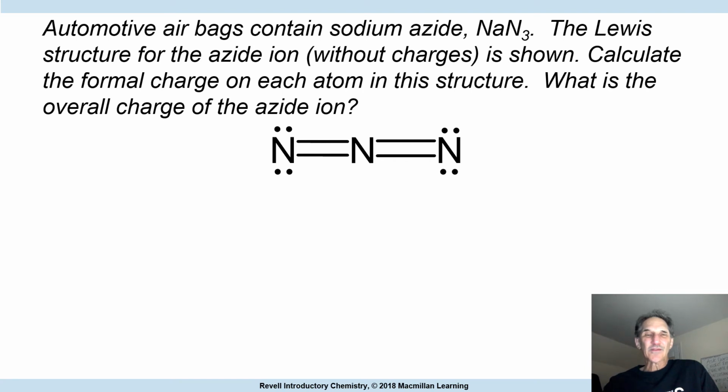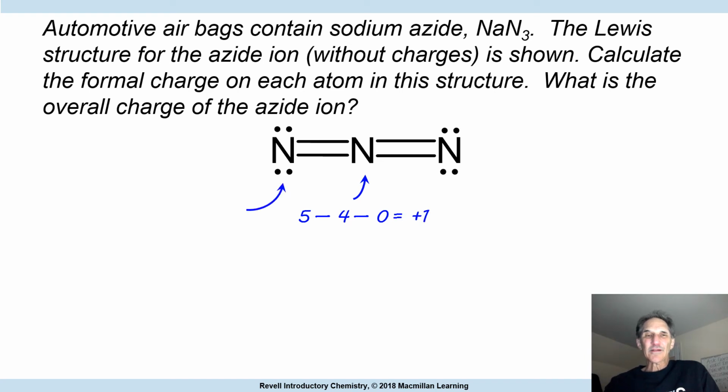Okay, calculate the formal charge on each atom. What's the overall structure of azide? Okay, so we look at the nitrogen here. It comes with 5. How many covalent bonds are there? 1, 2, 3, 4. How many unpaired or unshared electrons are there? Well, there's 1, 2, 3, 4. There's none. All right, so all the electrons are being used here. So we get a +1 formal charge.